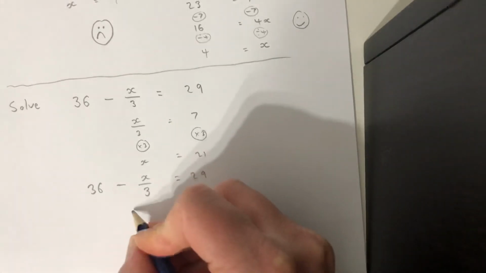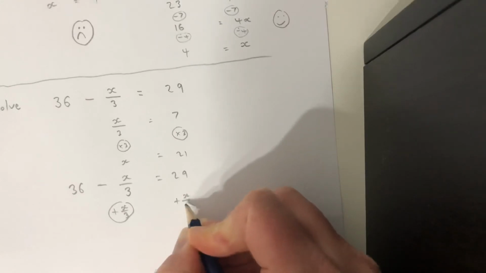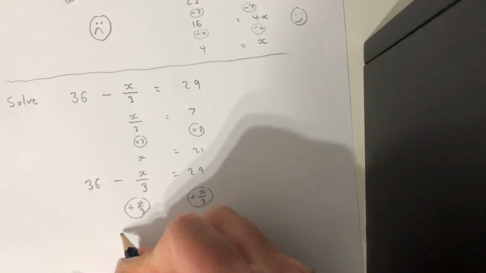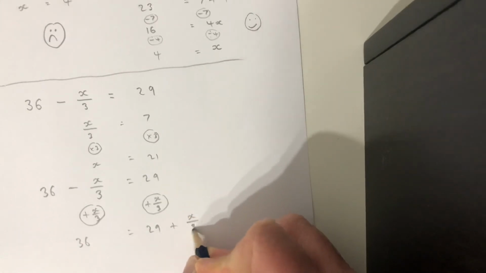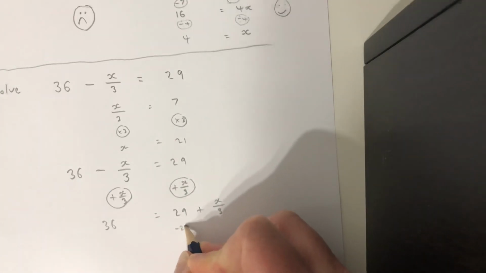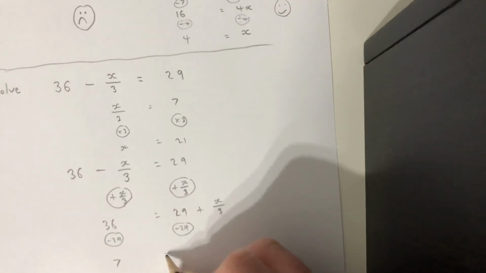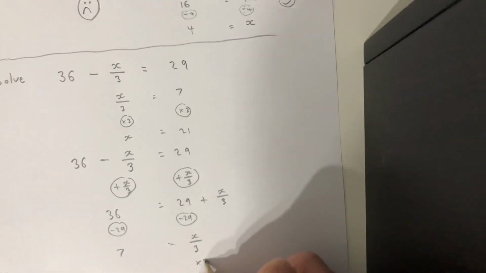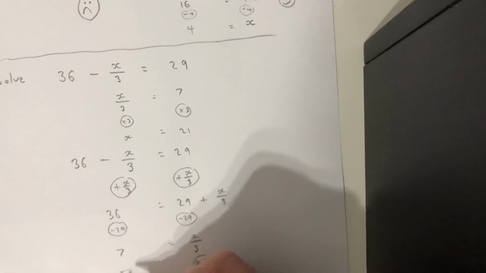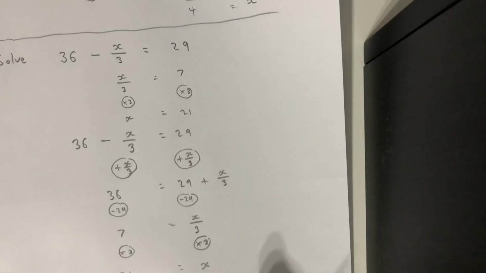And so move this, so add x over 3 to both sides. If you do that, we end up with 36 equals 29, add x over 3. Now we can just take away the 29 from both sides. It's so much easier because it means you're avoiding dealing with negative numbers. That just gives you 7 equals x divided by 3. It's the same as what we had before. Of course, if we times 3 both sides, we end up with 21 equals x. And that's our final answer.